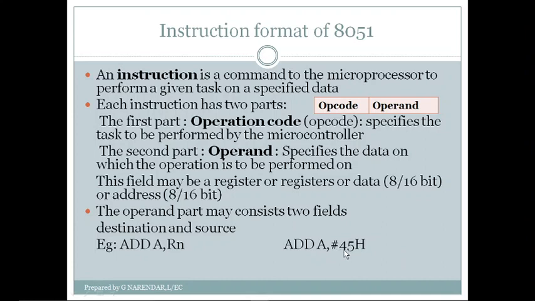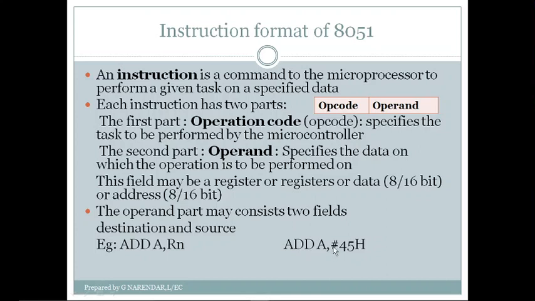And how can I say that this 45 is a data or an address? I am saying that it is data, but somebody may doubt that it can be an address. So here we have used a symbol called hash before this 45H. This hash symbol specifies that this 45H is 8-bit data. So I can see that the operand part is a register and an 8-bit data.